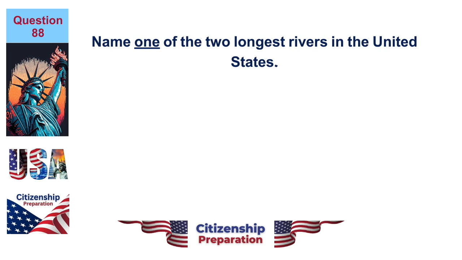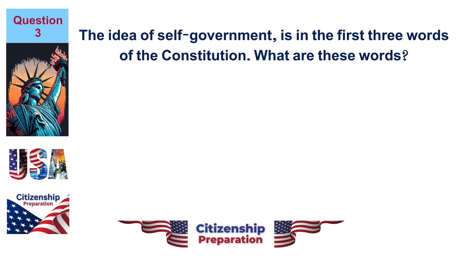Name one of the two longest rivers in the United States. Missouri River. The idea of self-government is in the first three words of the Constitution. What are these words? We the people.